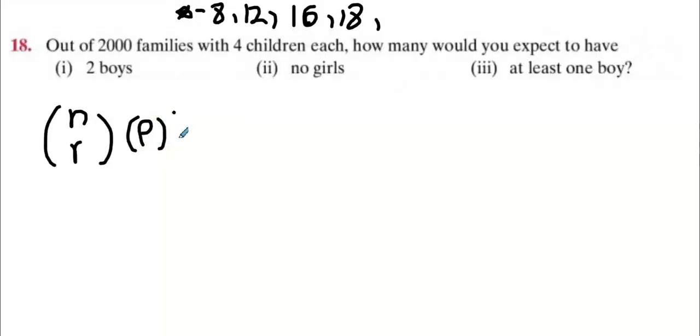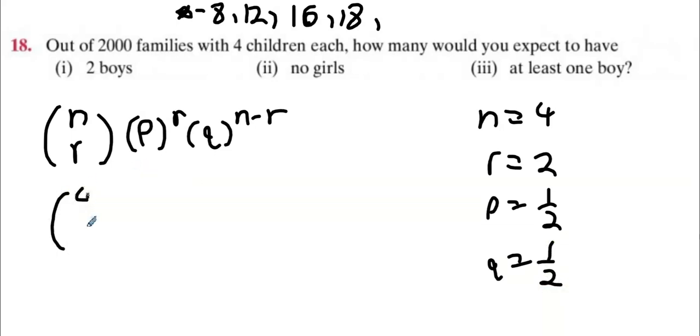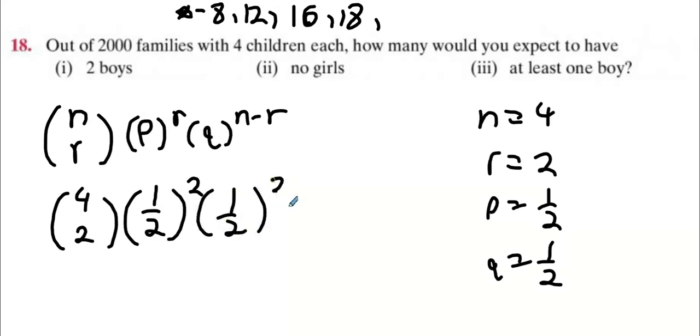Now, what I'm going to say is that n is 4. You have 4 children. r is 2 boys. Probability of having a boy is a half, and probability of a girl is a half. And then you just go 4 choose 2, a half to the power of 2, and then a half to the power of 2. So that's for 2 boys. And what do we get there? Anybody get 3 over 8?